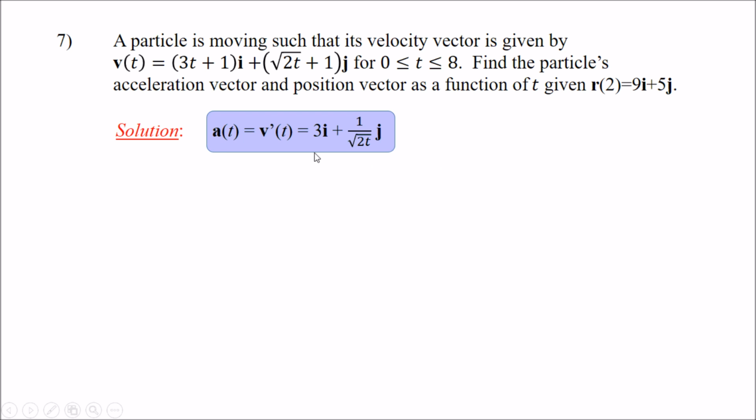So to get the acceleration vector, simply take the derivative of velocity, one component at a time. The derivative of 3t plus 1 for the horizontal component becomes simply straight up 3. And notice I have the i, the unit horizontal vector, attached to it. And then don't forget to do chain rule when you need to do the derivative of square root of 2t. But the plus 1 will drop off. The derivative of the square root of 2t is 1 over the square root of 2t, j.